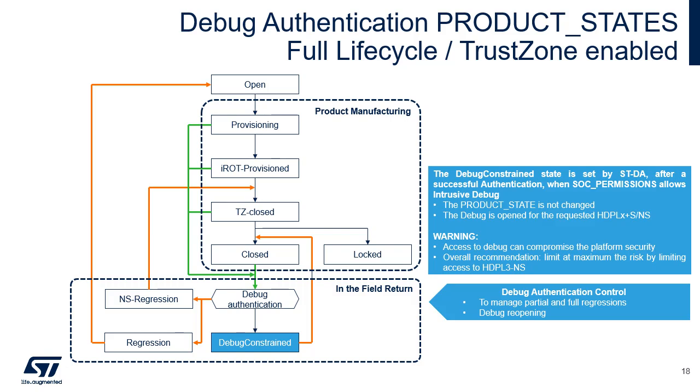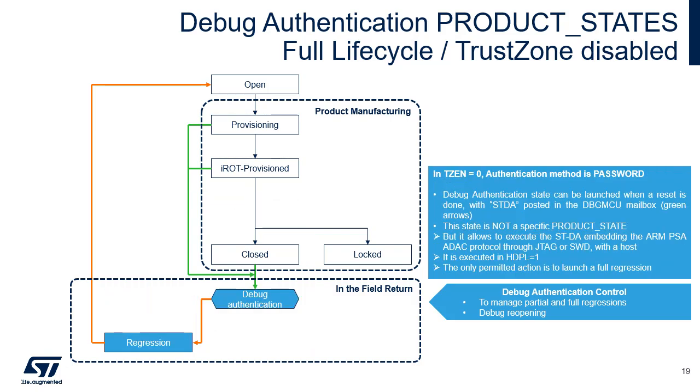Debug constraint is a temporal state until power on reset to manage debug based on the permissions acquired by the debug authentication protocol. The product state is not changed. Debug is reopened for the requested HDPL and security states. Access to debug can therefore compromise the platform security. This can be limited by restricting the debug access to HDPL3 non-secure.